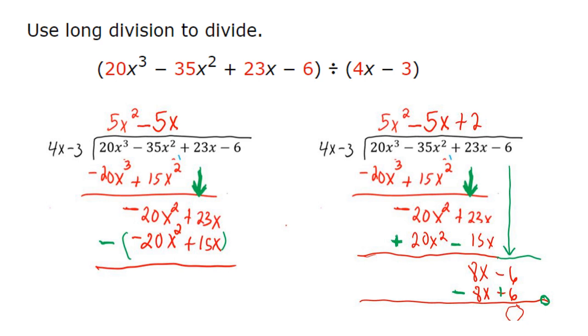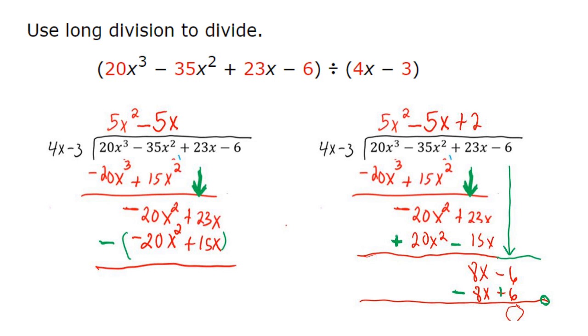So it's 2 times 4x is a positive 8x. 2 times a negative 3 is a negative 6. But then I'm going to subtract. I'll distribute the negative symbol. So a negative times a positive 8x gives me a negative 8x. A negative times a negative 6 is going to give me a positive 6. So now I can add. And when I add these two, 8x minus 8x is 0, minus 6 plus 6 is 0.